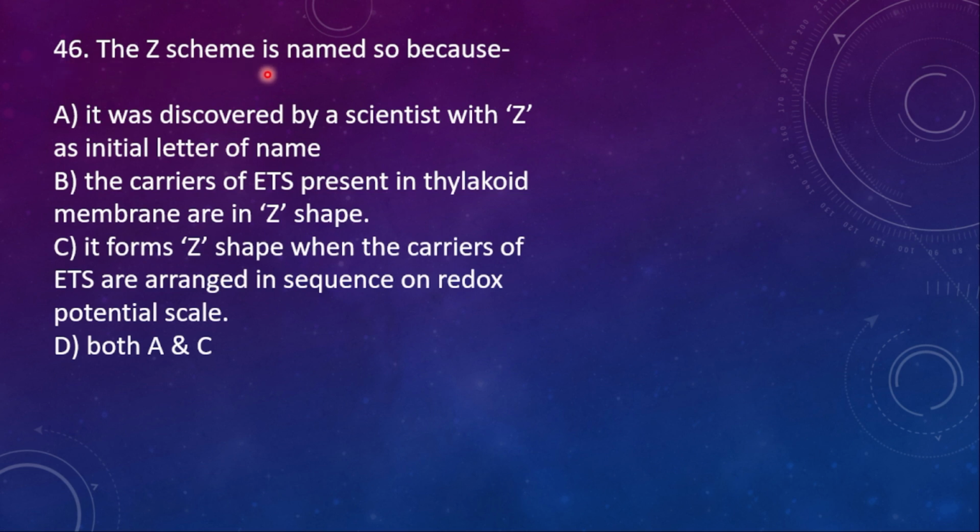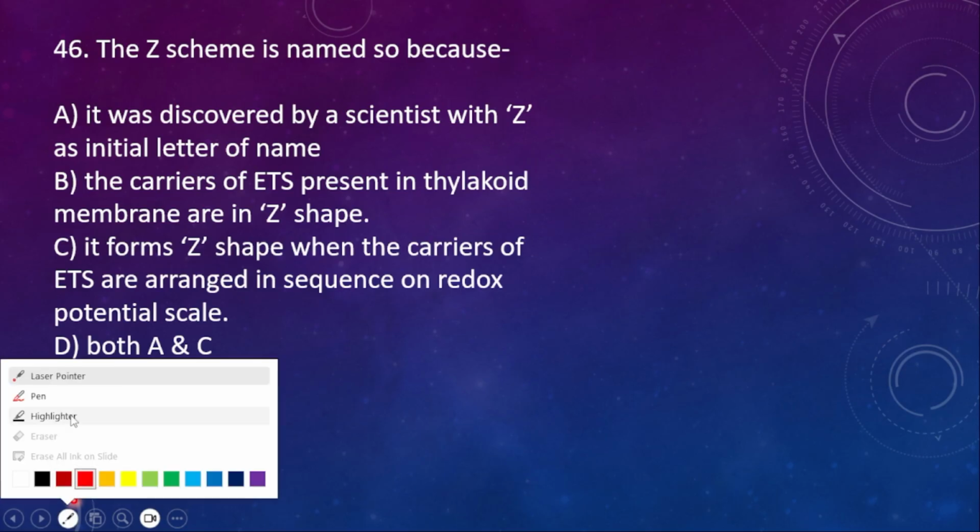46. The Z scheme is named so because: A, it was discovered by a scientist with Z as the initial letter of name. No. B, the carriers of ETS present in the thylakoid membrane are in Z shape. C, it forms a Z shape when the carriers of ETS are arranged in a sequence on a redox potential scale. D, both A and C. Here the right option is C.